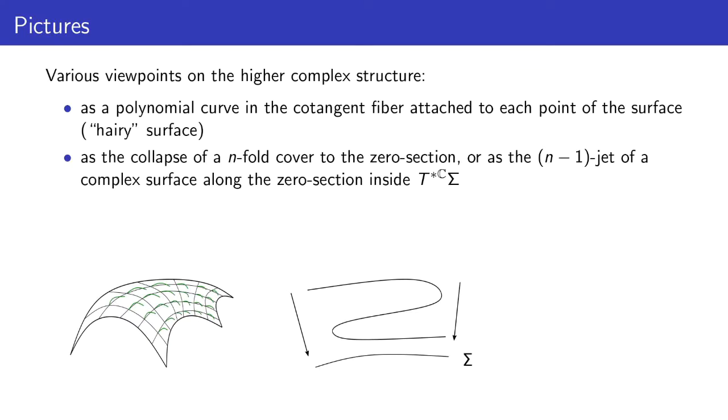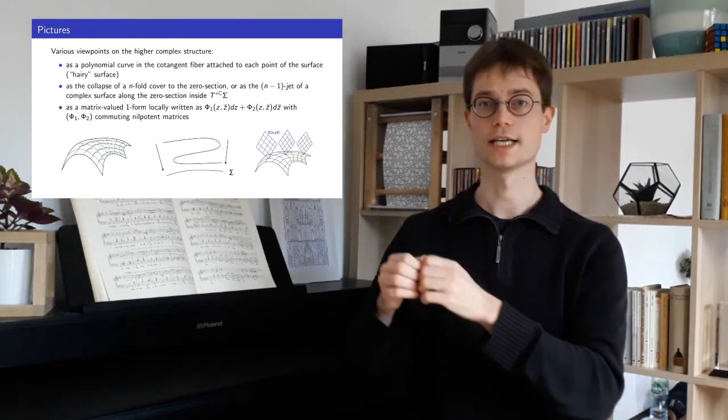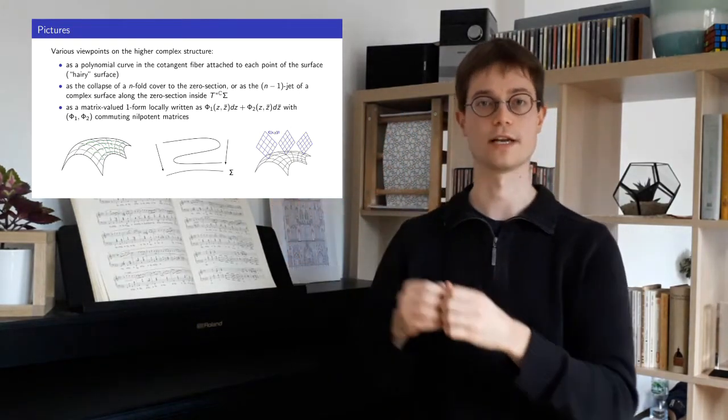In the matrix viewpoint of the punctual Hilbert scheme, our definition of the higher complex structure gives the following. So at every point, we have given a pair of nilpotent commuting matrices. And since we have a section of the cotangent space, in fact, these two matrices are part of a one-form. So the higher complex structure can be seen as a matrix-valued one-form, which we can write as phi1 dz plus phi2 dz bar, where phi1 and phi2 are nilpotent commuting matrices. So to be more precise, it is in fact a conjugacy class of these matrix-valued one-forms.